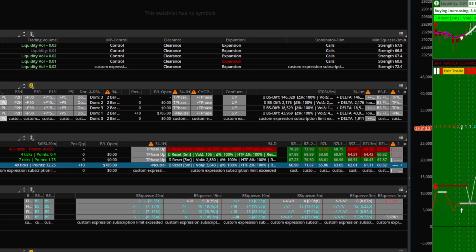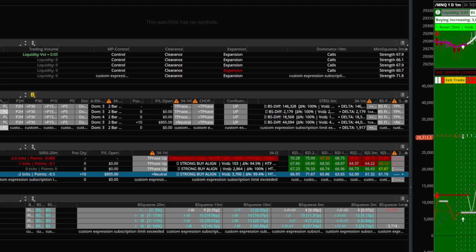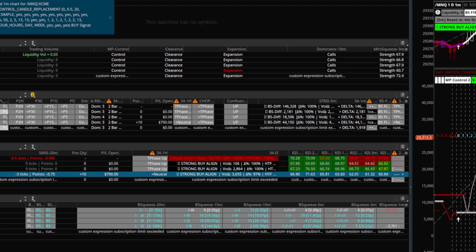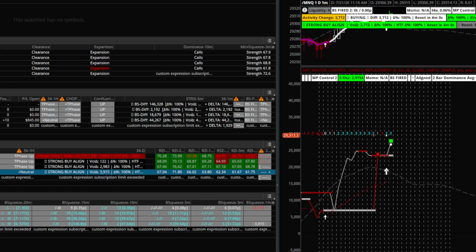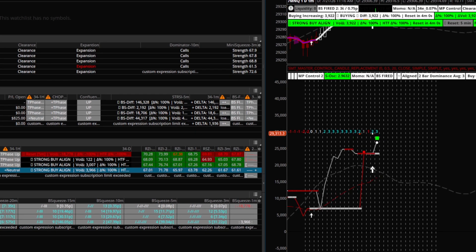This is the future of trading, guys. You got to create the dashboard. You got to trade on data. Got to trade on data. Don't need no freaking candlesticks. There we go.